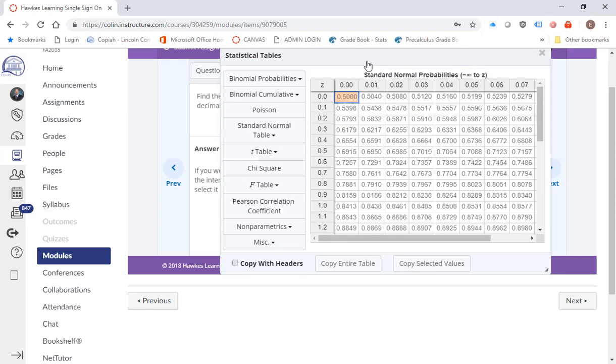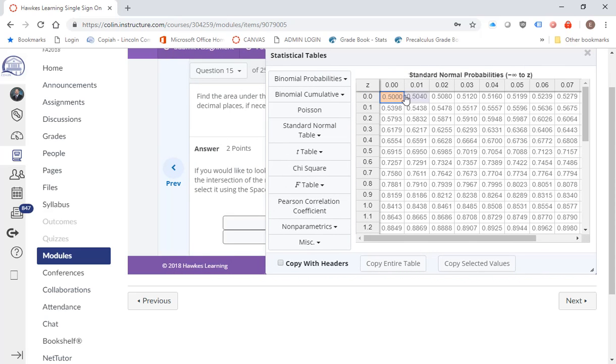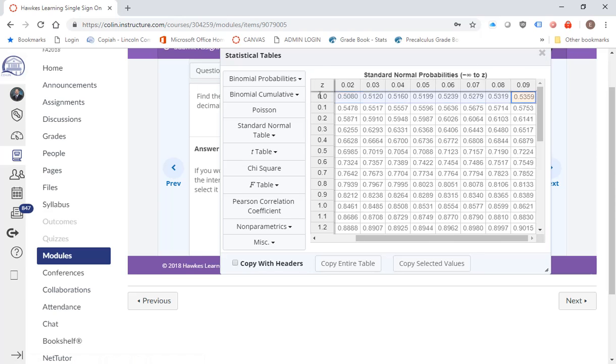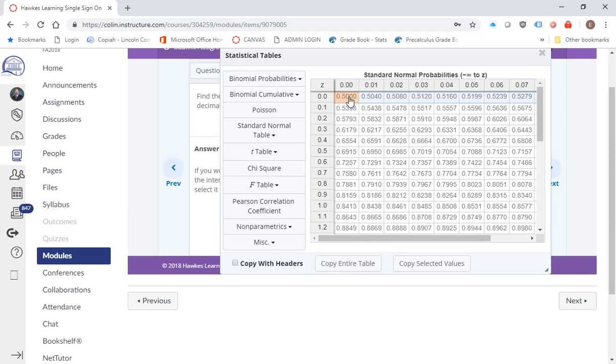The way that the tables work is that the table is always going to be cumulative from left to right. So like you can see for a z of 0, right here, a z of 0, that's right in the middle of the standard normal curve.